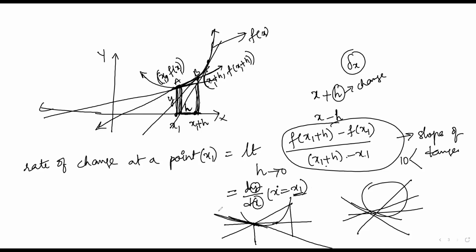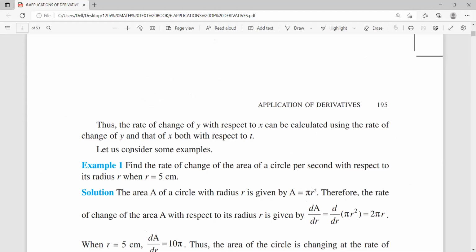This is called the rate of change. Simple. Now you will understand better. But as of now, you should understand that rate of change means you need to find the derivative. But rate of change is always calculated with respect to time if nothing is given. With respect to x, let's say the rate of change in y with respect to x means dy by dt divided by dx by dt.